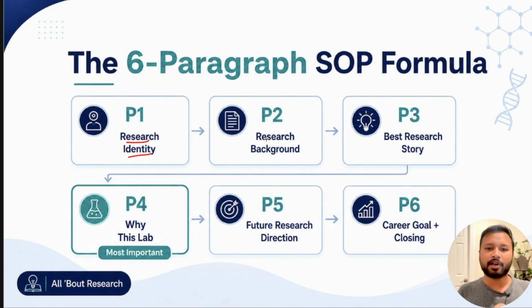The second paragraph is your research background. It is important to tell what background you are coming from. For example, you are someone who has done a PhD in organic chemistry, specifically, let's say, organic synthesis. You should tell about your research background, what work you have done in your PhD, or what were your major works in your PhD. And paragraph 3 can be merged, you can merge paragraphs 2 and 3 also. That can be done. But if you're separating it, paragraph 3 should tell your best research story.